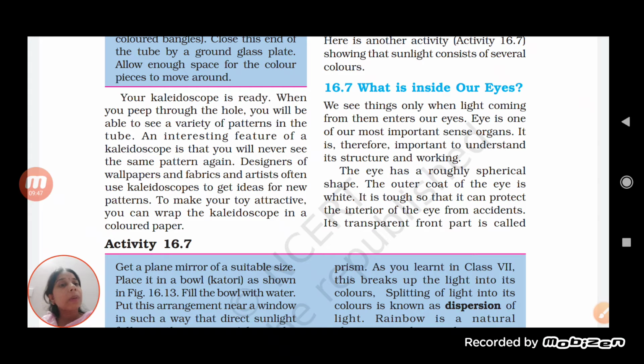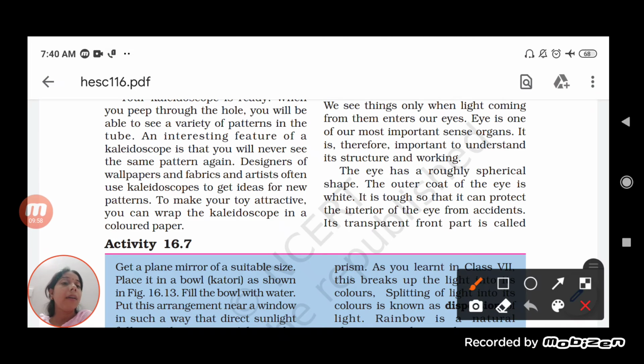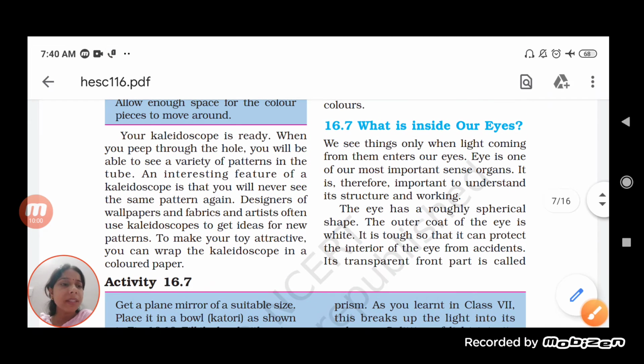So this is about the dispersion of light, and how sunlight is white light made of colored light. Now let us try to understand what is inside our eyes. What is there in our eyes?